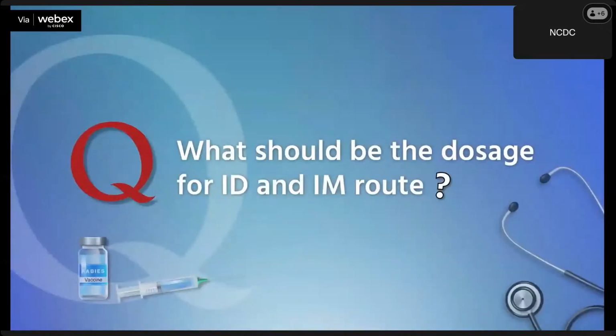What should be the dosage of ID and IM route? As per guidelines, 0.1 ml of vaccine per site and on 2 sites per visit should be administered on each of the days 0, 3, 7 and 28 through intradermal route.